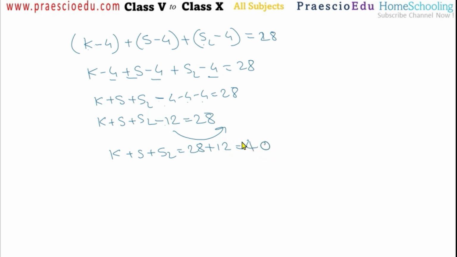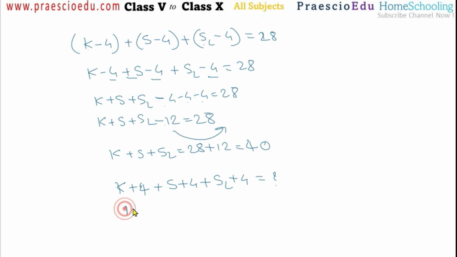Okay, then another, after 6 years their total age will be 20. Then what will be the total of their ages 4 years hence? Means after 4 years, what will be their total ages? So for this one, we have to add 4 to each age. So Kavita's age at that time is K plus 4, plus Savita's age S plus 4, then Salma's age SL plus 4. So that we have to add. So that is equal to how much? That we have to find out.